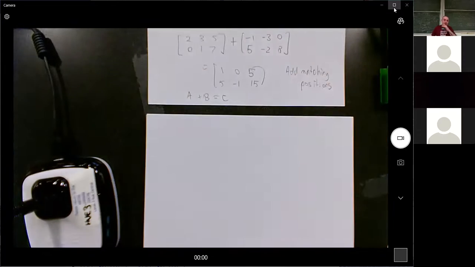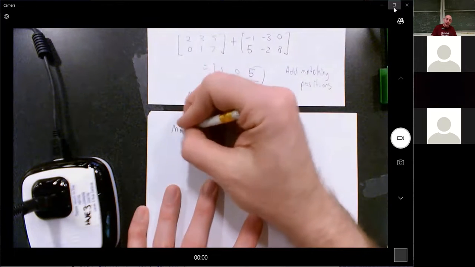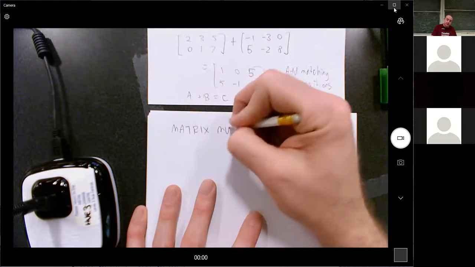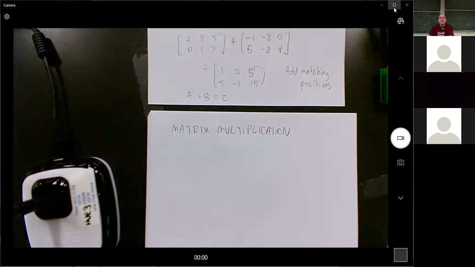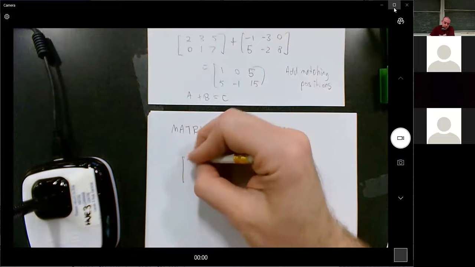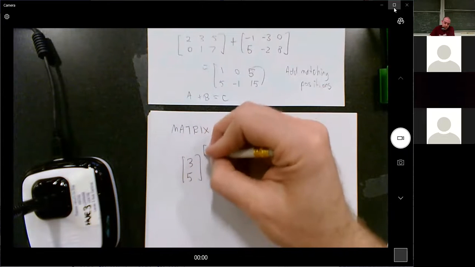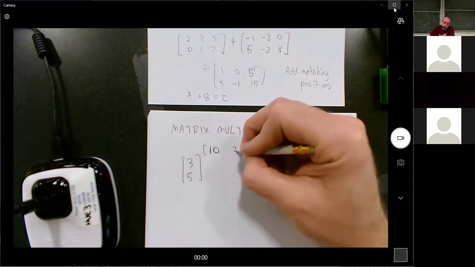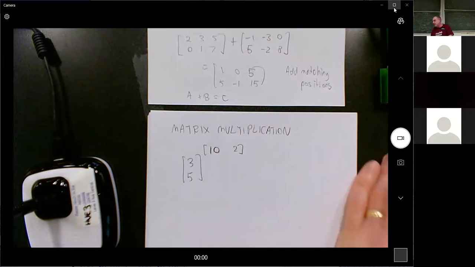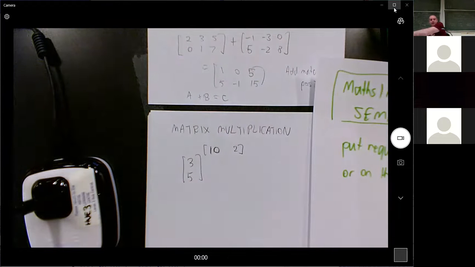Okay, so matrix multiplication is a whole other thing. Matrix multiplication is designed to do two jobs simultaneously, and I'm going to show you both of the jobs with an example. That is not how I wanted to write it. I'm skipping ahead.